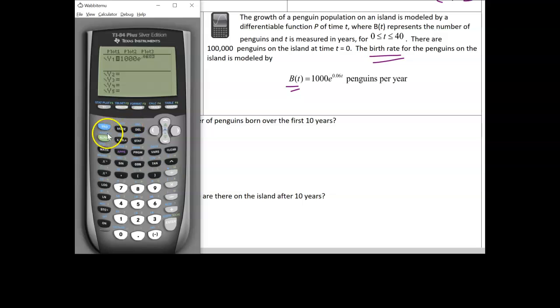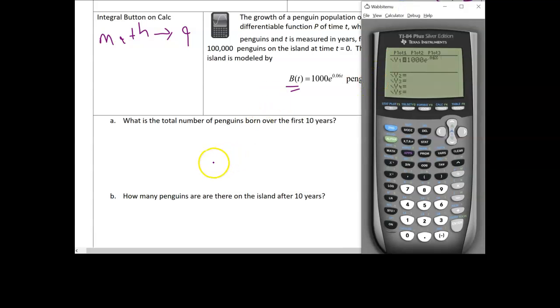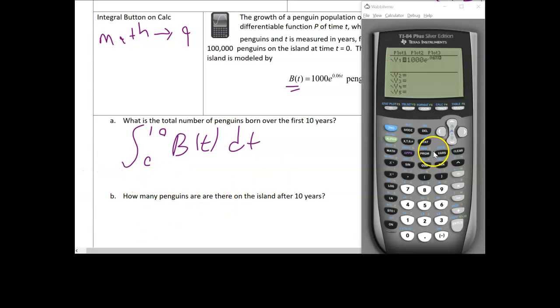So there's my y equals. And now, as I go to answer these questions, I want the total number of penguins born over the first 10 years. So let's write the integral first. That integral would be the integral from 0 to 10 of b of t dt, right? This is the sum total of all the penguins born over the first 10 years. And then I can go ahead and solve it on my calculator using that integral button.